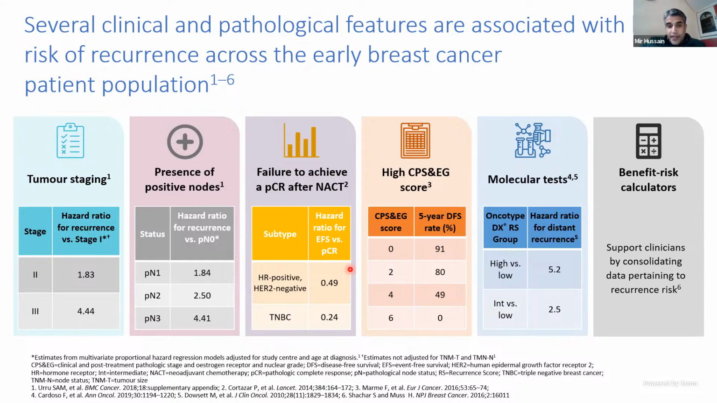And if there is a failure to achieve pCR after neoadjuvant chemotherapy, especially those who are TNBC, HER2 negative or even hormone receptor positive, they again have a high risk of recurrence. And then the high CPS-EG score, which includes the clinical pathological staging, then estrogen receptor and the grade of the tumor. The higher the score, the more chances of long-term recurrences. And then the molecular testing, especially the Oncotype DX recurrence score, which is usually done in the adjuvant setting in the post-op state.